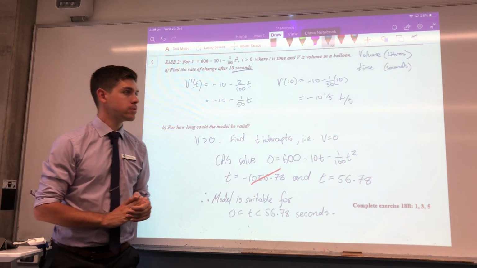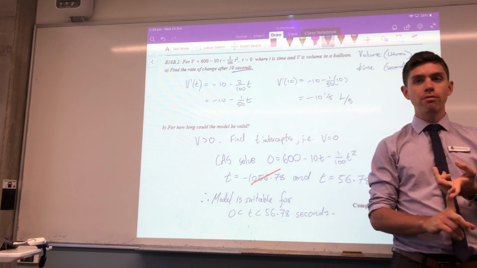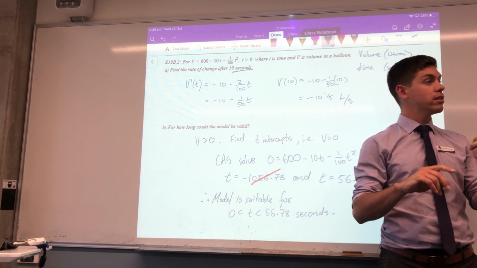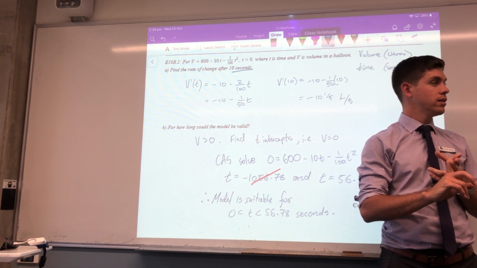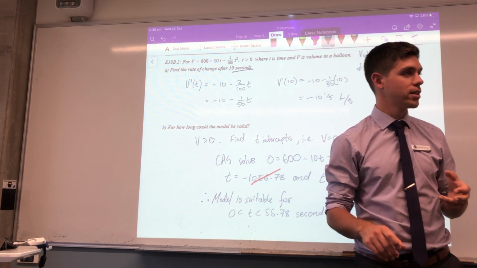So, hopefully the two things you want to take away are the difference between average and instantaneous rate of change, and secondly, how to calculate instantaneous rate of change from the derivative function. Thank you.